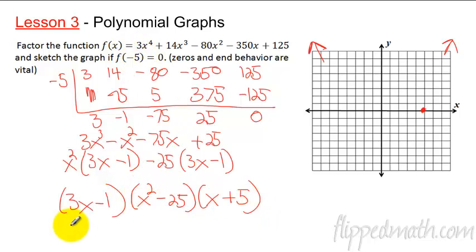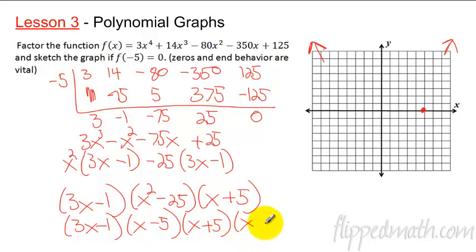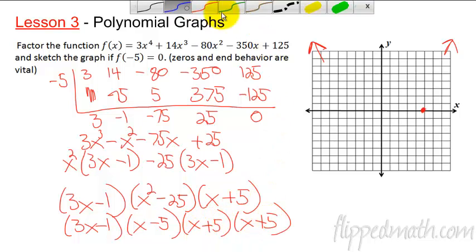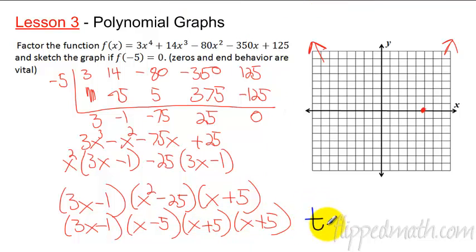Well, this can still factor, so we actually have to go one more line. This is the difference of squares, so it's x minus 5 times x plus 5. And then we still have that other x plus 5. So since there are 2 of them, the multiplicity is 2, which represents that it is tangent. It's tangent at this negative 5, 0.